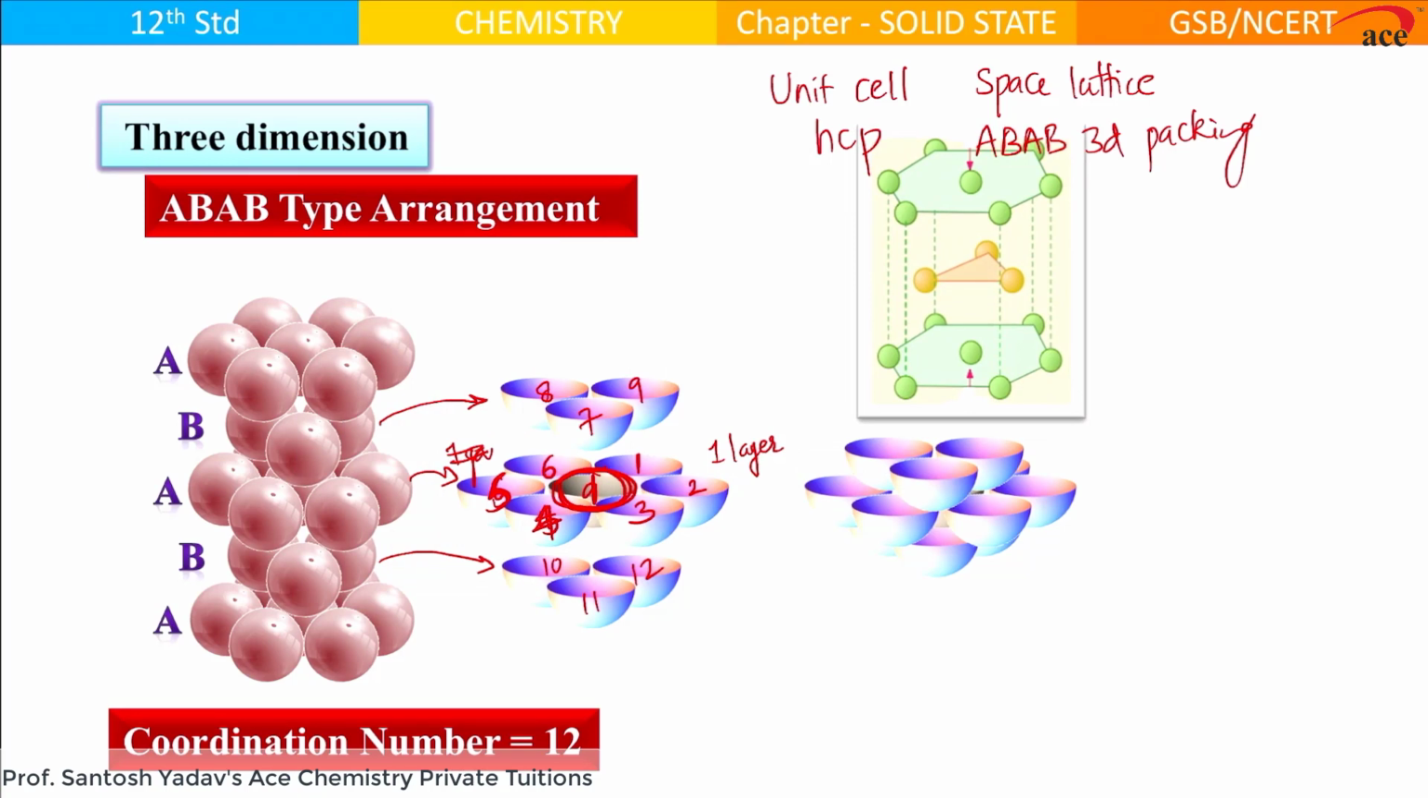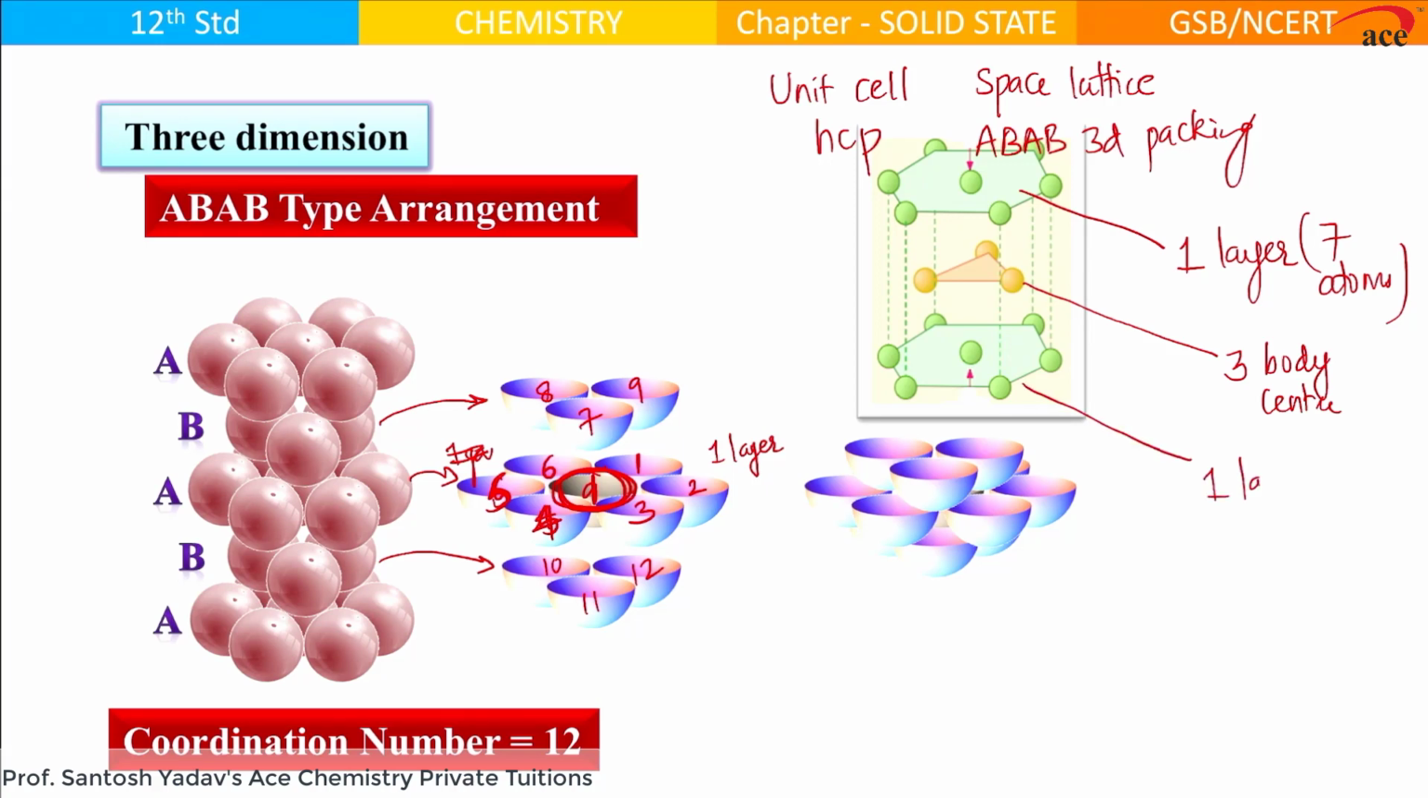HCP, hexagonal close packing, where in the upper layer, how many atoms are present? 7 atoms are present, 1 center and 6 corners. And how many are present here? 3. We can call them body centers because they are inside the body. This you can call the first layer, this the second layer, and this a third layer.